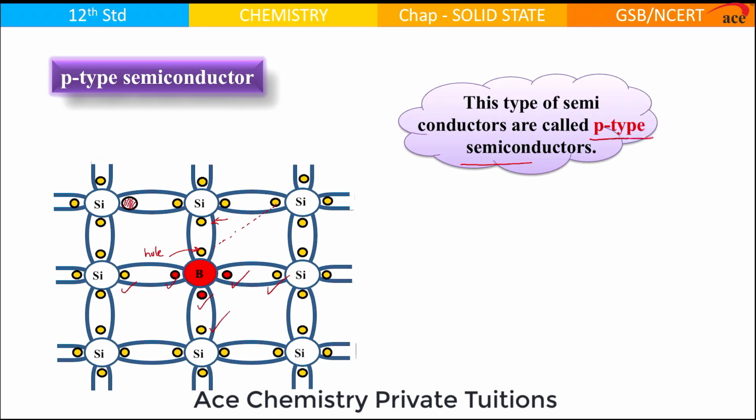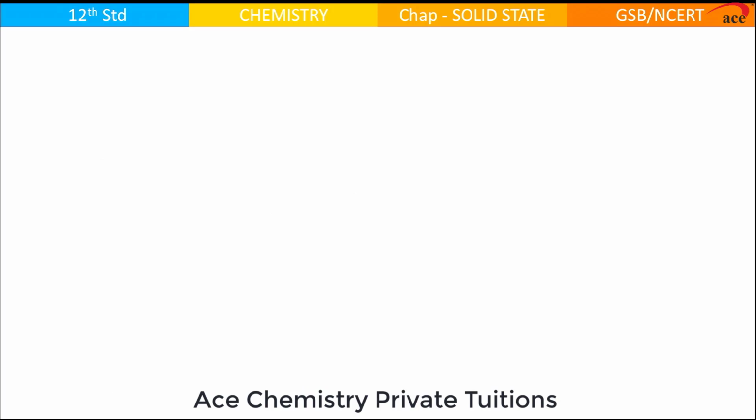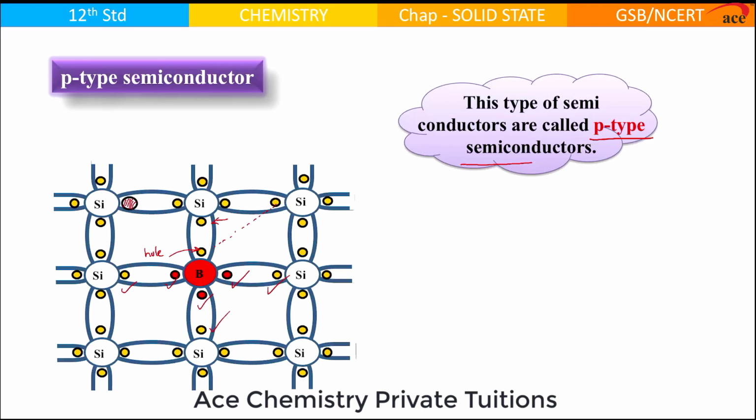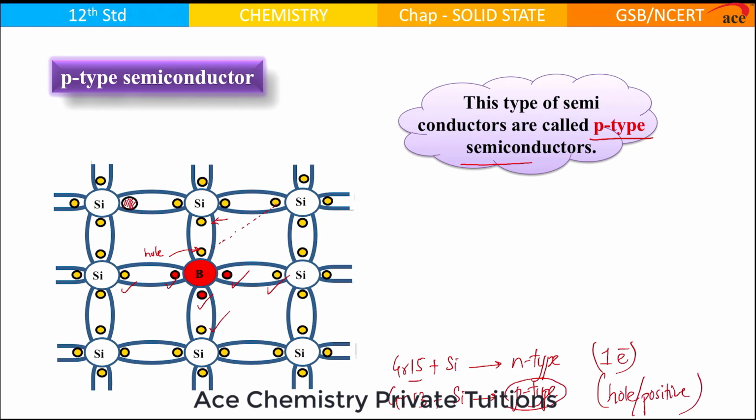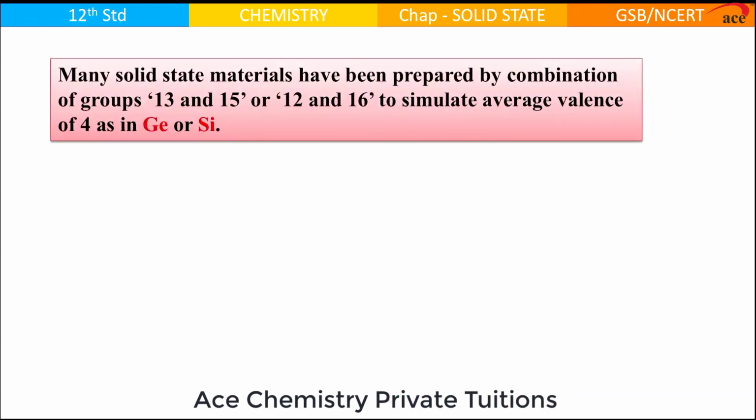Therefore, such a semiconductor is called a p-type semiconductor. So, you realize that by adding group 15 to silicon, you got an n-type semiconductor because of that one extra electron present in group 15, and a group 13 element when added to silicon gave rise to a p-type semiconductor because of that extra hole or positive charge. Therefore, it got the name p-type semiconductors.